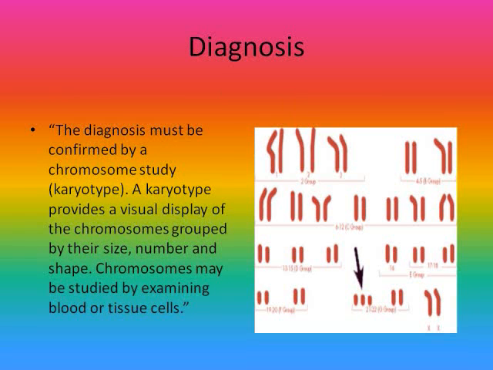The diagnosis for Down syndrome must be confirmed by a chromosome study or a karyotype. The karyotype provides a visual display of the chromosomes grouped by their size, number, and shape. Chromosomes may be studied by examining blood or tissue cells. That quote was taken from the National Association of Down Syndrome, where I got my information. So yeah, those aren't my own words. And then the picture to the right is just showing the different types of the chromosome series, or the karyotypes. And then the one with the arrow is the one that's pointing to the Down syndrome.